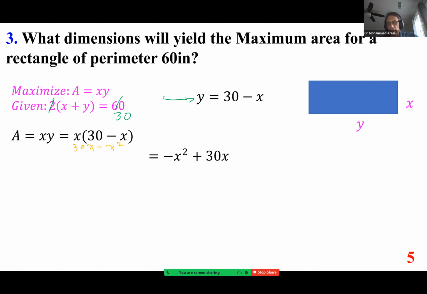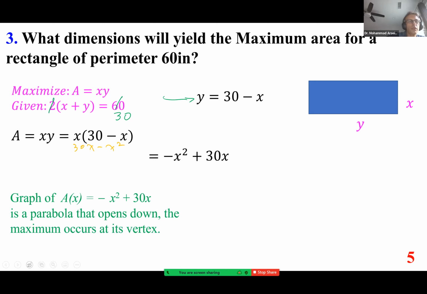And notice what we are dealing with. We have a function which is quadratic with respect to x. And if you graph it, it's a parabola that opens down because a is negative 1. Therefore, the maximum occurs at its vertex, x equals minus b over 2a, which is 30 over 2 times negative 1. And that gives us positive 15. This is 15. And if you plug it in here, y becomes 15 also.